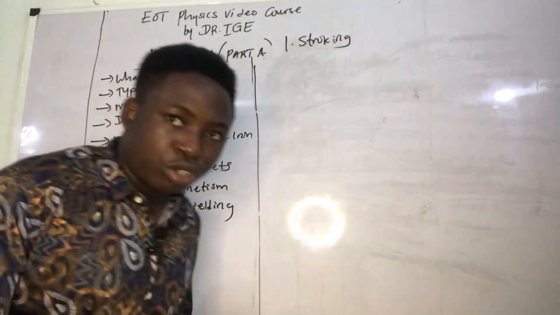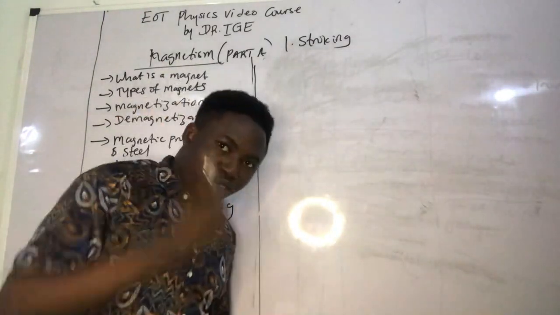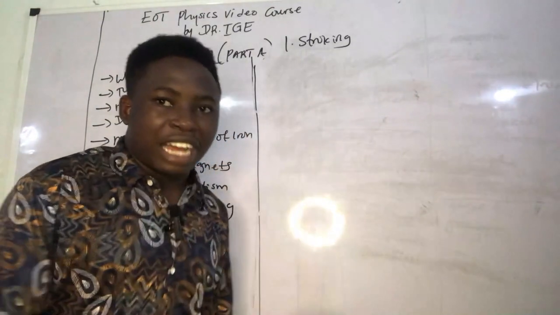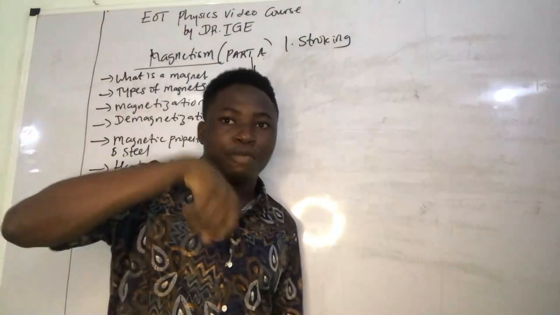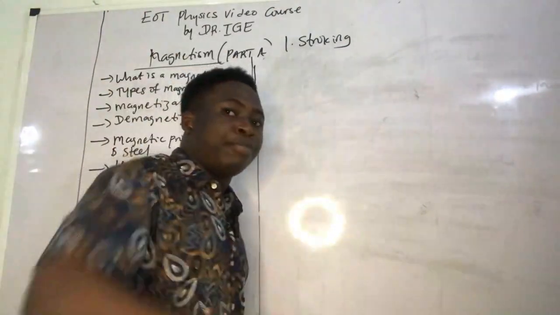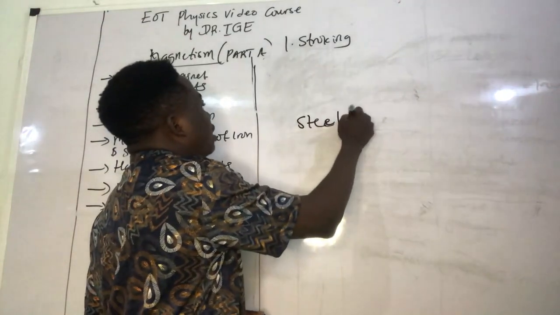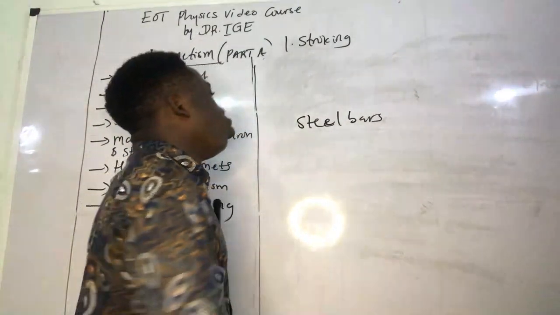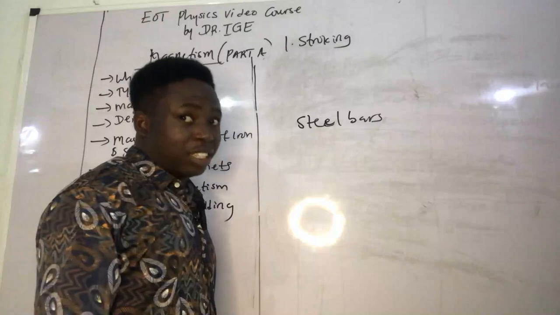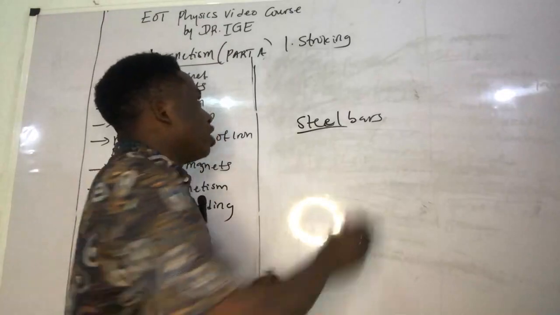The question is, what is stroking? Normally, stroking is like when somebody wipes somebody with a cane, like give him 20 strokes. Something similar actually occurs here. It is like using a bar magnet, a natural magnet, to induce magnetism in another body. Most times they do it on steel bars. So they use bar magnets to convert non-magnetic steel bars to magnetic steel bars. We'll get to understand how steel plays a role in magnetism later. So that's it for stroking.